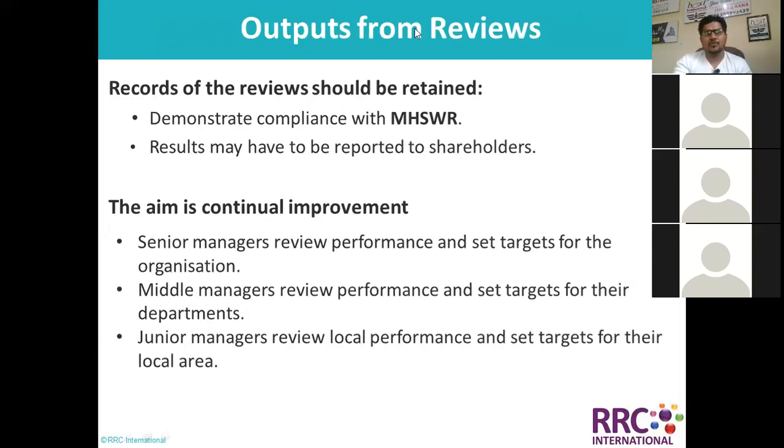That is why records of the review should be maintained to demonstrate compliance with MHSR. Results may have to be reported to shareholders. The aim is continual improvement, like senior managers review performance and set targets for the organization. Middle managers review performance and set targets for their departments. And junior managers review local performance and set targets for their local area.